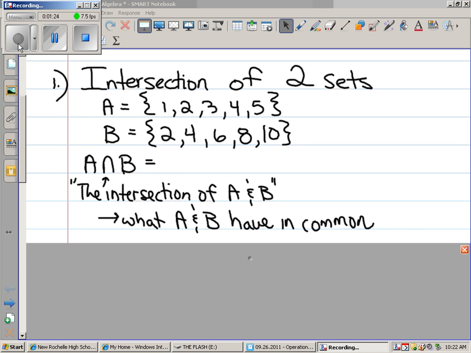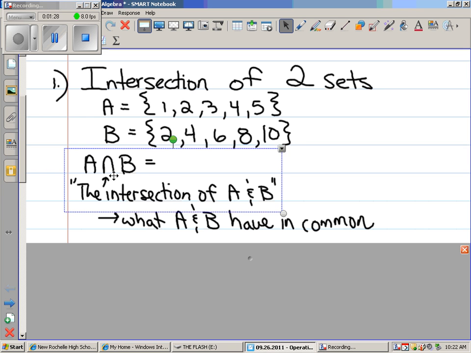Here's something you need to keep track of. This symbol right here, that U-looking thing, is going to be flipped downwards like that, and then in the next part it's going to be flipped upwards. You're going to have to keep track in your mind what it means when it's flipped downwards like this. This is going to be the intersection. What do they have in common?